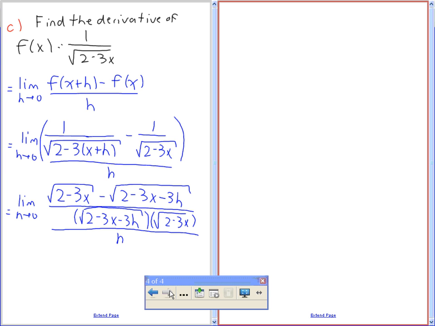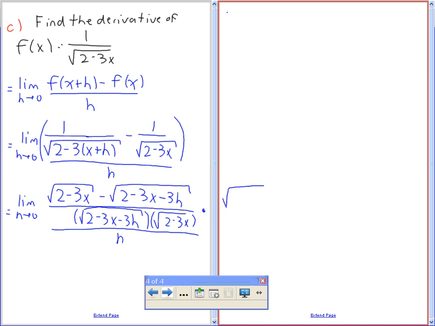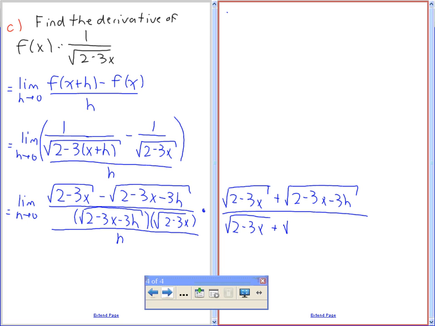Yeah, rationalize, and this is the frightening part. I'm going to do it in one step, though. What am I multiplying this by? I'm going to multiply by root 2 minus 3x plus root 2 minus 3x minus 3h, all over root 2 minus 3x plus root 2 minus 3x minus 3h.